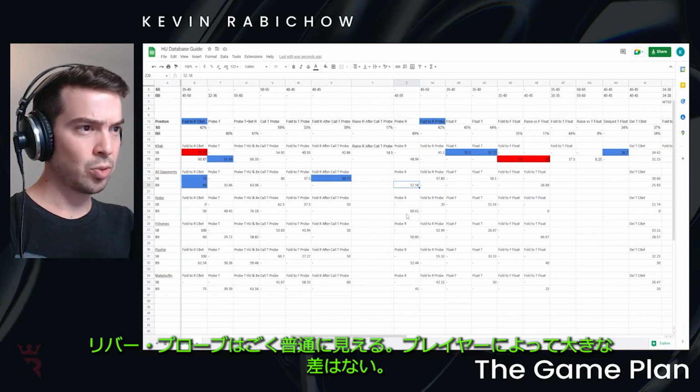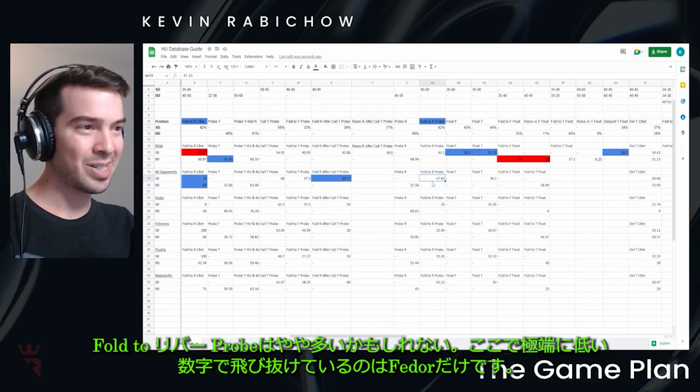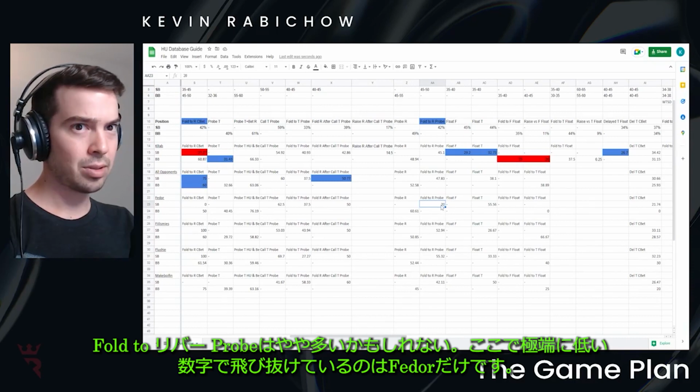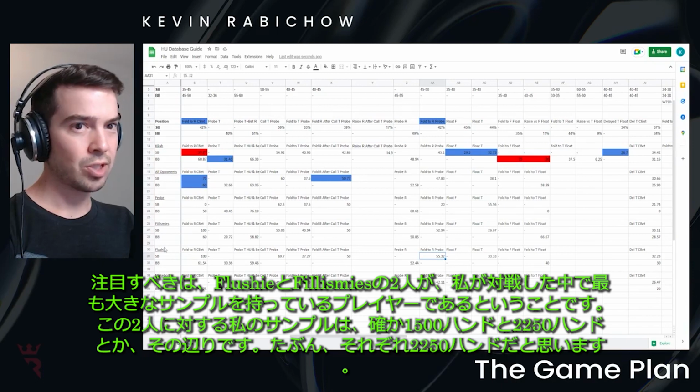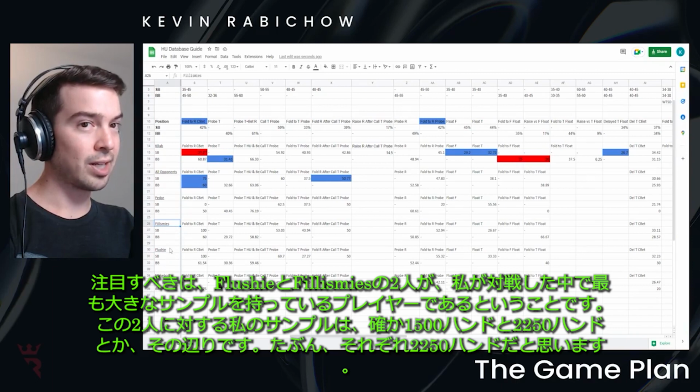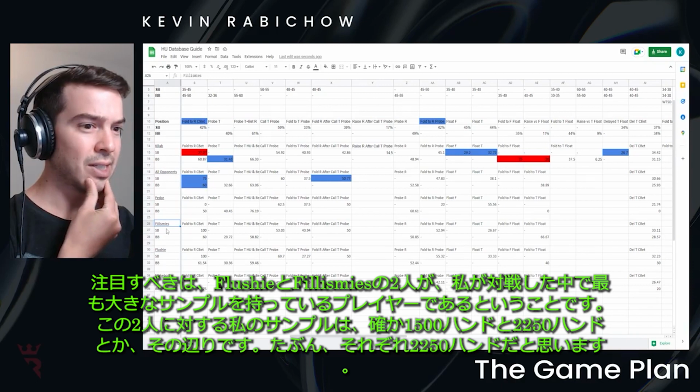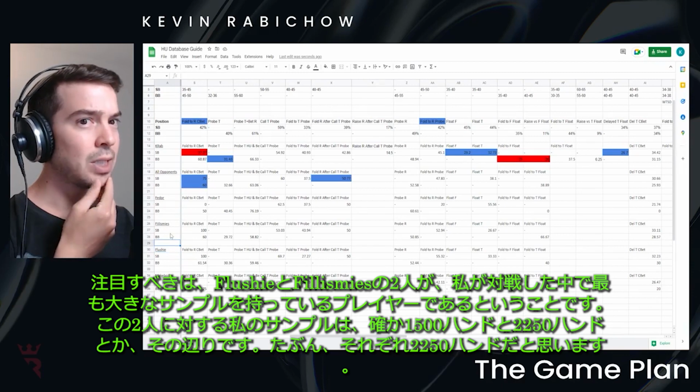River probe looks pretty normal. No big deviations among the different players. Fold to river probe, maybe slightly high. The only player who jumps out here with an extremely low number is Fedor. It's interesting because what's worth pointing out is that Flushy and Philizmies are the two players that I have the biggest sample against. So my sample against them, I believe, is 1,500 hands and 2,250 hands or something along those lines. Maybe each of them actually 2,250 hands.